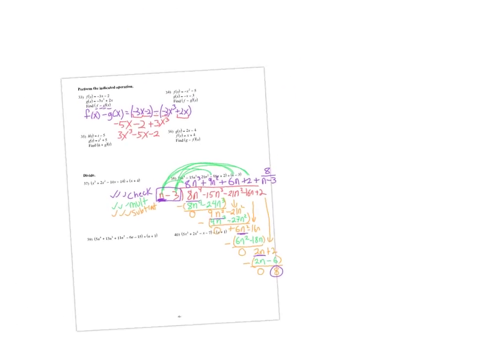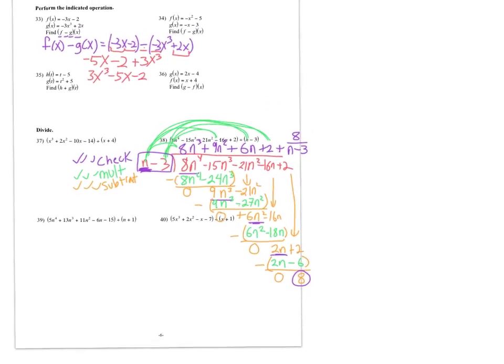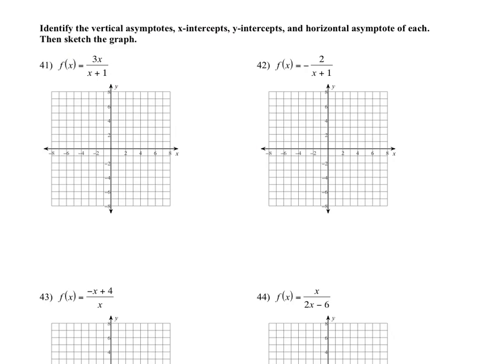Let's zoom out and move on to our next page. We've got some rational functions here. We've got to identify vertical asymptotes, x-intercepts, y-intercepts, horizontal asymptotes, and then sketch the graph. That's crazy. Let's look at number 41 for this purpose.